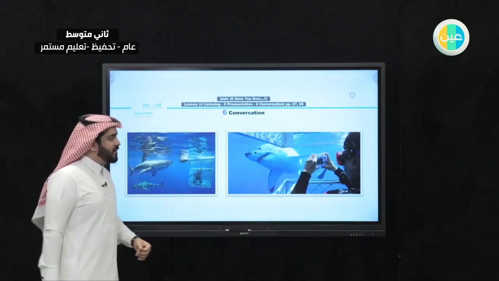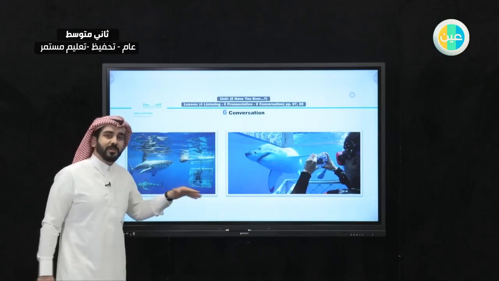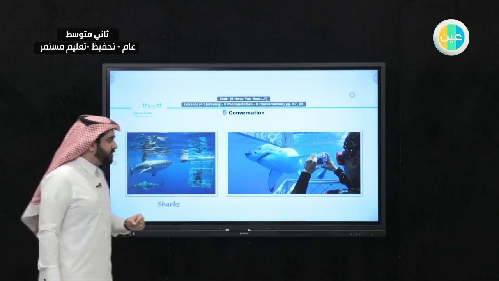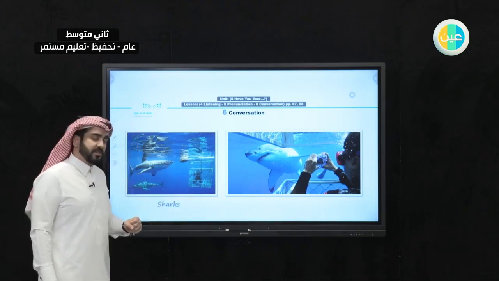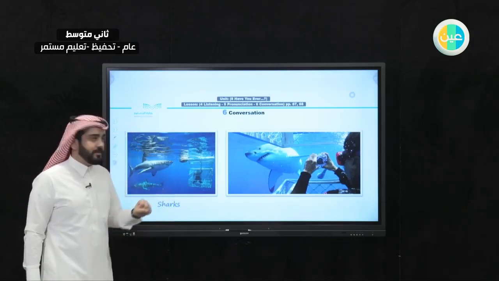Have you done that? So where's this place? We know that it's underwater, but where exactly on the map? So you have this in your textbook, okay? You have this in your textbook. There is a map, and the map will show you where the place is.